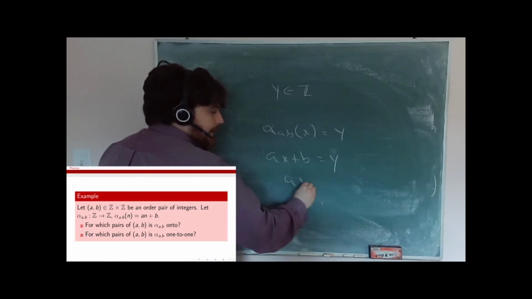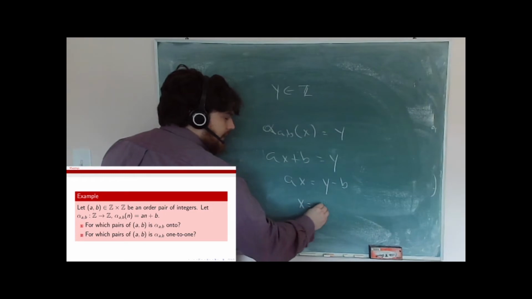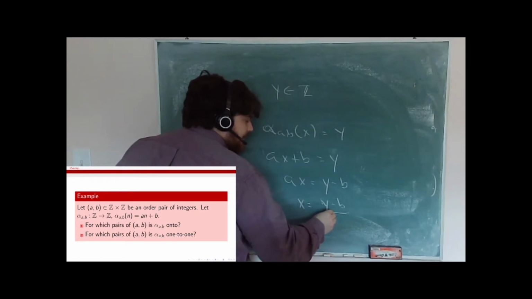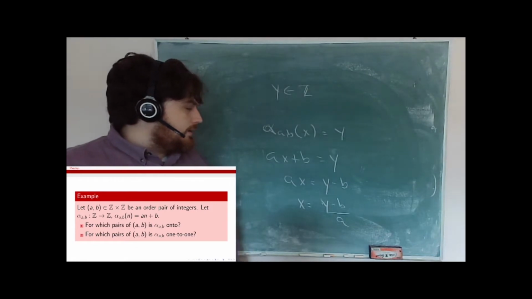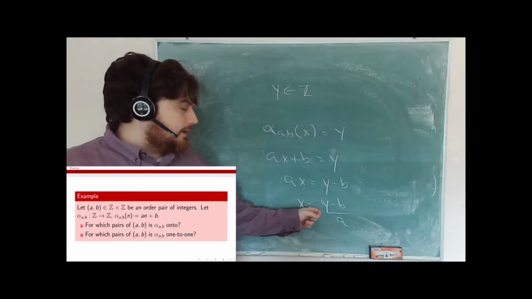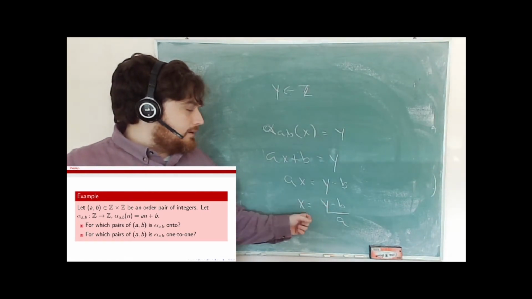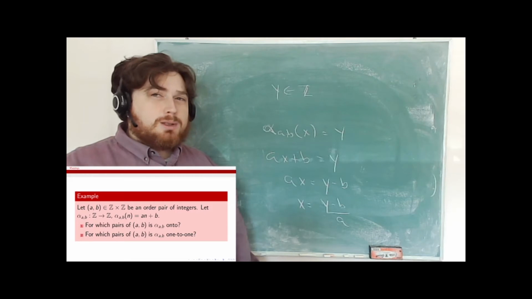So what I would then have is AX plus B is equal to Y. And so I would get AX is equal to Y minus B, and X is equal to Y minus B over A. Now, when would this be possible to always solve for X? Well, notice that it's possible to solve for X if Y minus B is divisible by A.